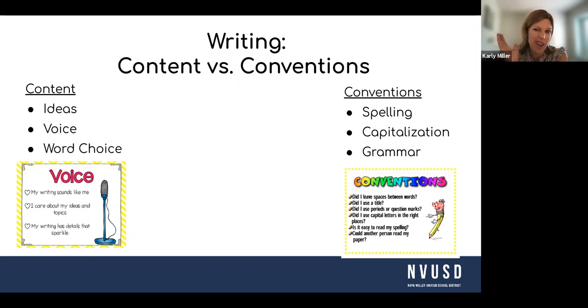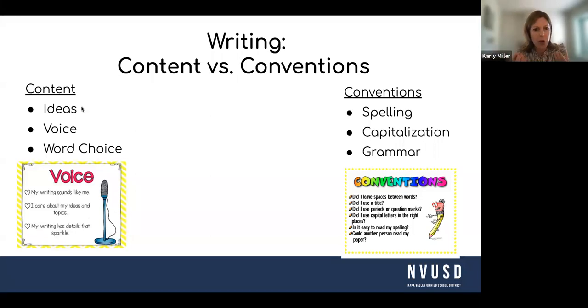And we call them conventions, but essentially it's their spelling, the capitalizations, their spacing on the page, their grammar. Are they using proper English? And does it make sense when we read it out loud? So for the content, what we're always really looking for are their ideas.